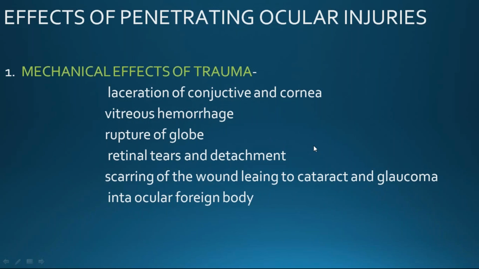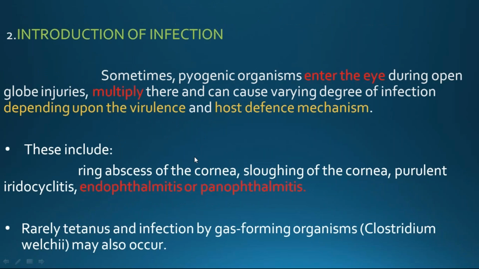open angle glaucoma. Blunt trauma can cause either angle closure glaucoma or open angle glaucoma. It can also cause retinal tears, later retinal detachment, rupture of the globe, and vitreous hemorrhage. I have shown you in the first picture vitreous hemorrhage, laceration of the conjunctiva and cornea, and intraocular foreign body.